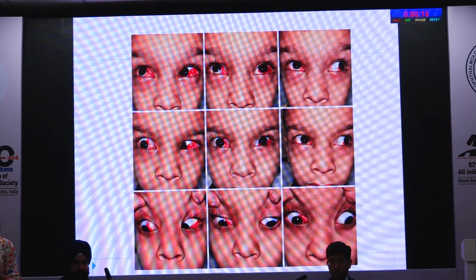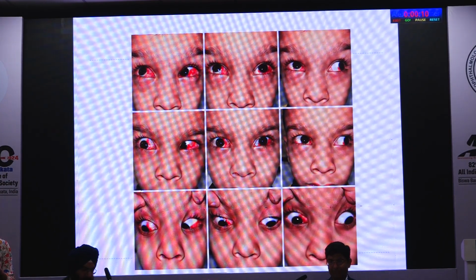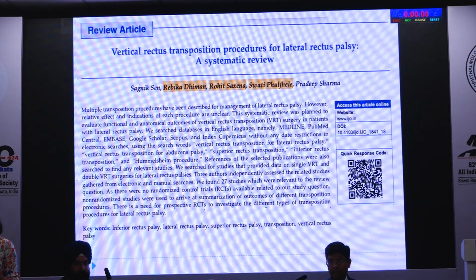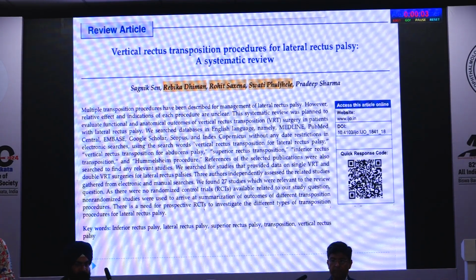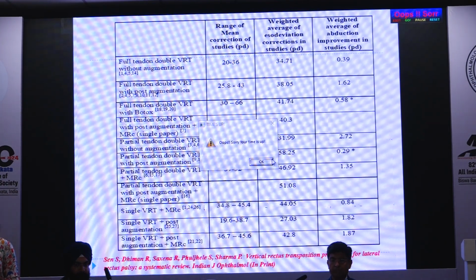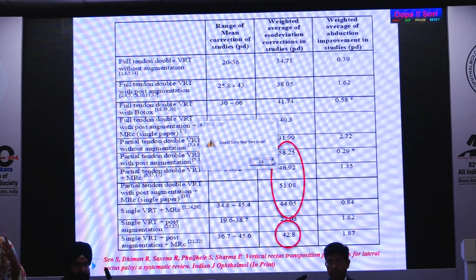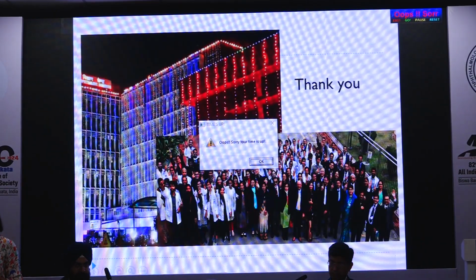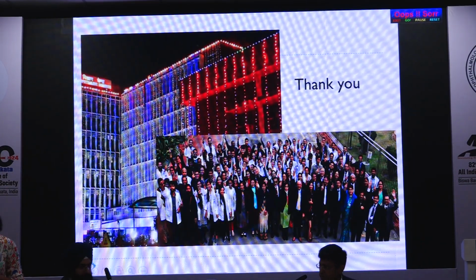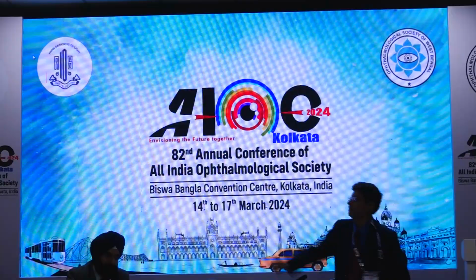We were a little hesitant earlier about doing IRTs, but I think you must choose your cases wisely, and it may have certain specific indications. So we published this systematic review about the vertical rectus transposition procedures for lateral rectus palsy, and we found, quite interestingly, that the full tendon VRTs, the partial tendon double VRTs and single tendon VRTs are more effective than full tendon VRTs. So I think that's all about the sixth nerve palsy. Thank you.